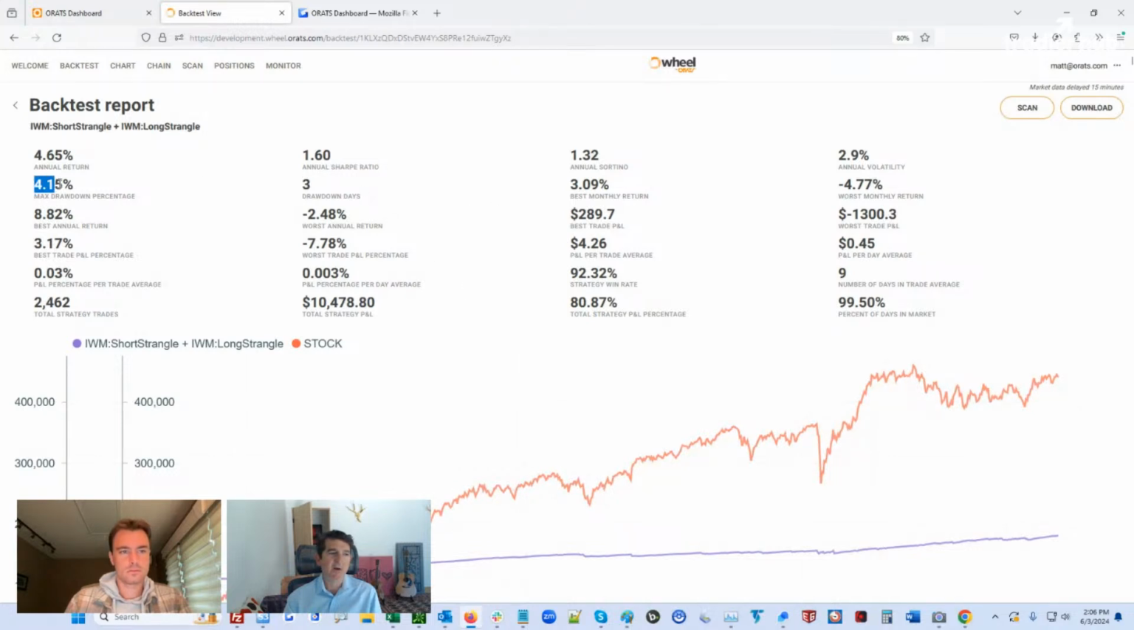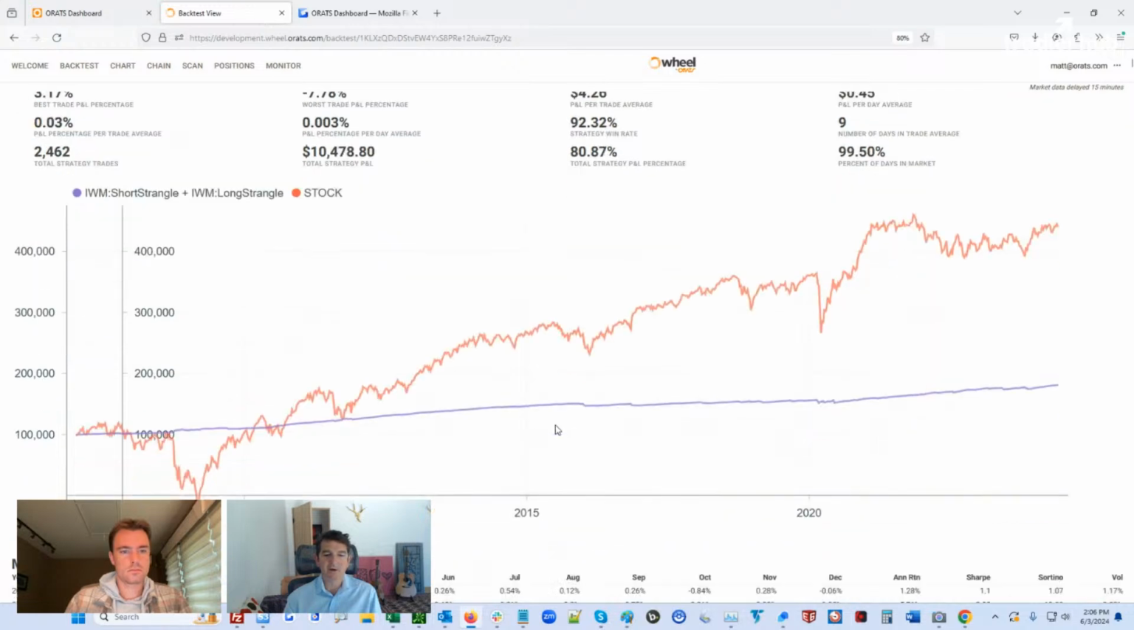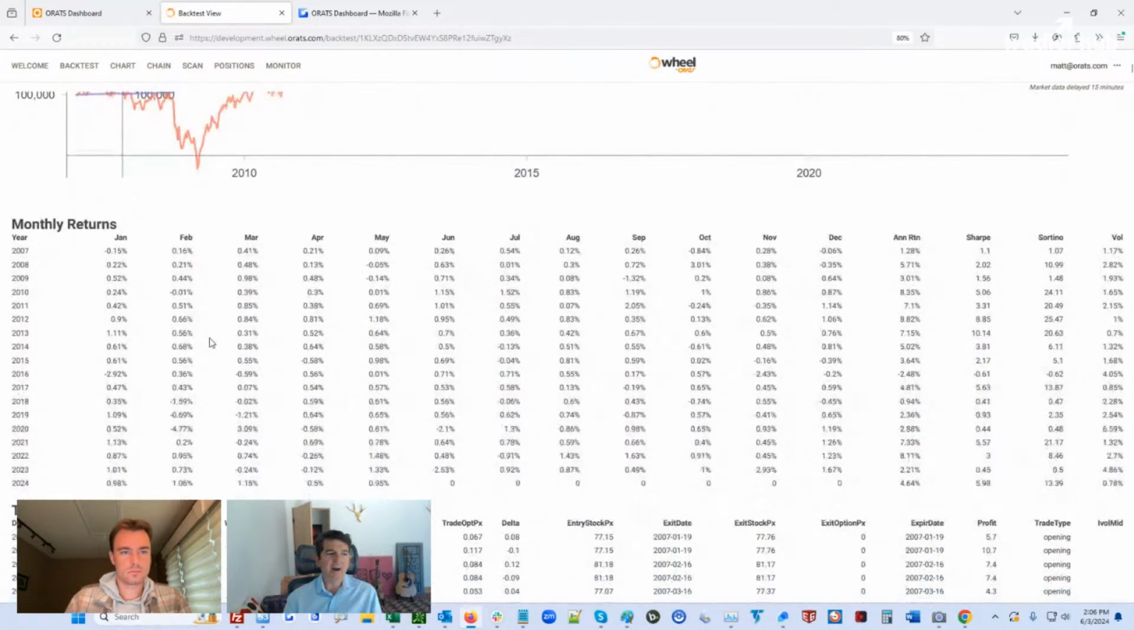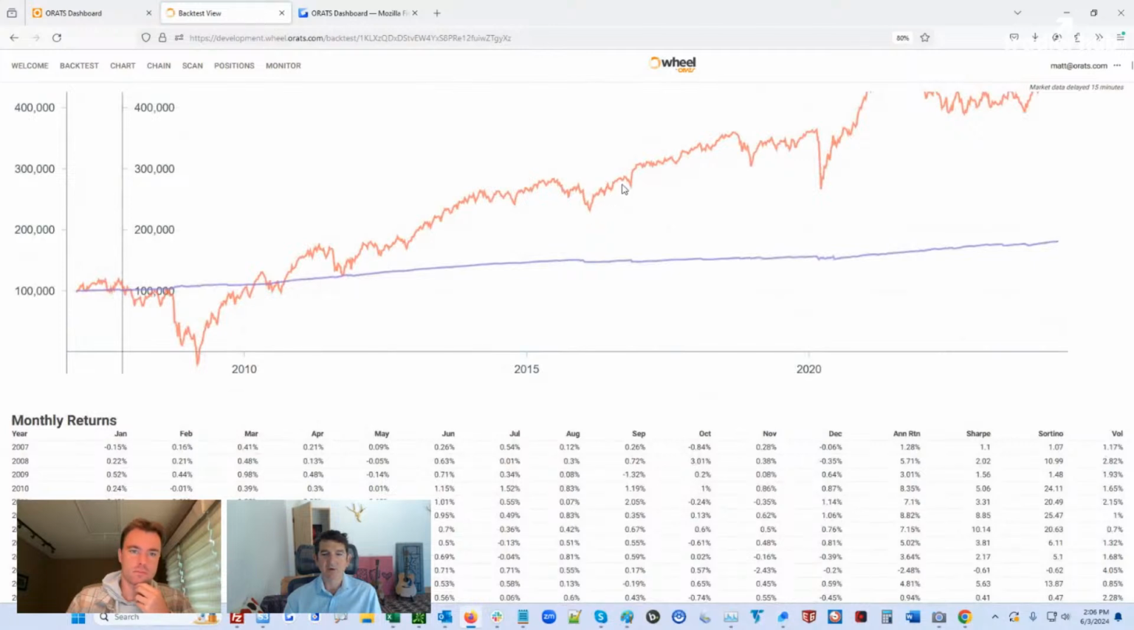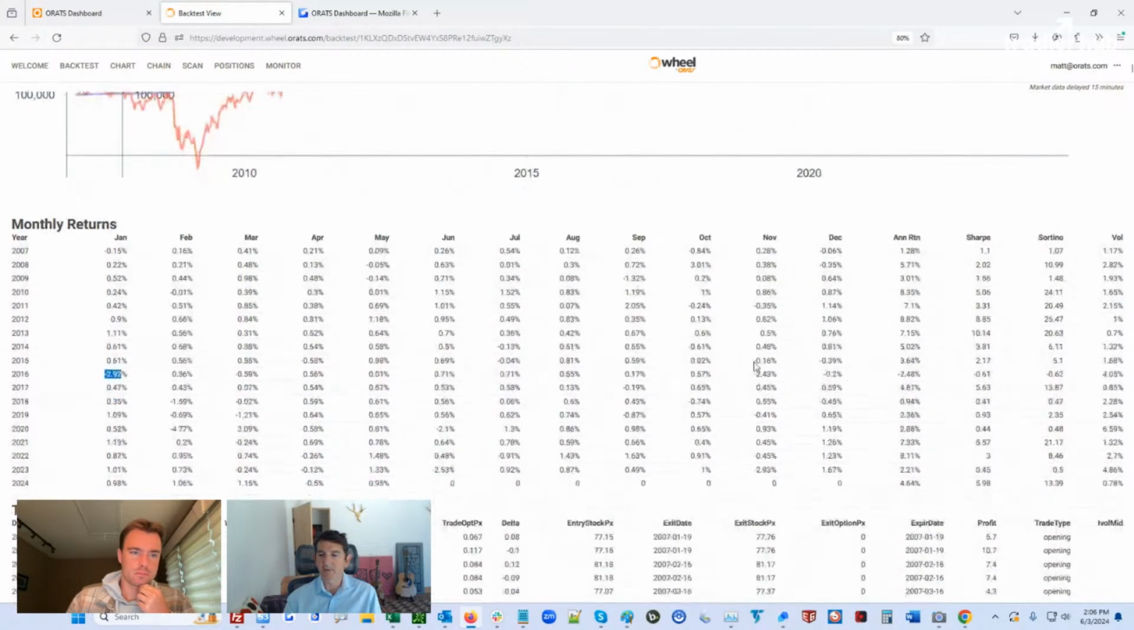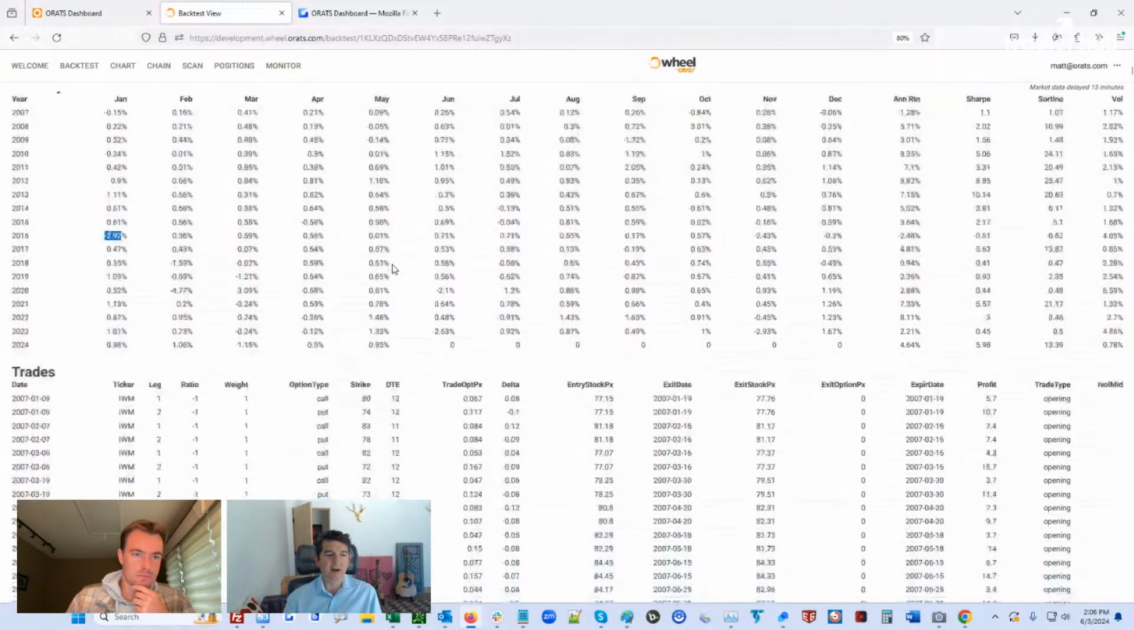But this is great. The drawdown's only 4%. Your annual return is 4.5%. That's the graph, and then you look at the monthly returns. These are the annual returns here. The only losing year was, interestingly, 2016. We rarely see that. This is IWM, so it was a little bit crazy. 2016 was a little different for IWM than many people are familiar with for SPY. But this is the kind of strategy that you like.